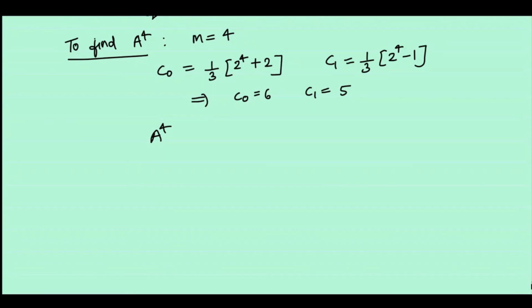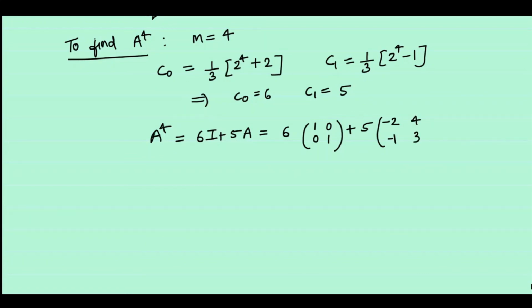So we can write A raised to 4 is equal to 6I plus 5A, which is 6 into the identity matrix [1, 0; 0, 1] plus 5 into the matrix A, which is [-2, 4; -1, 3]. So if we do this, we will get [-4, 20; -5, 21]. So this is A raised to 4.